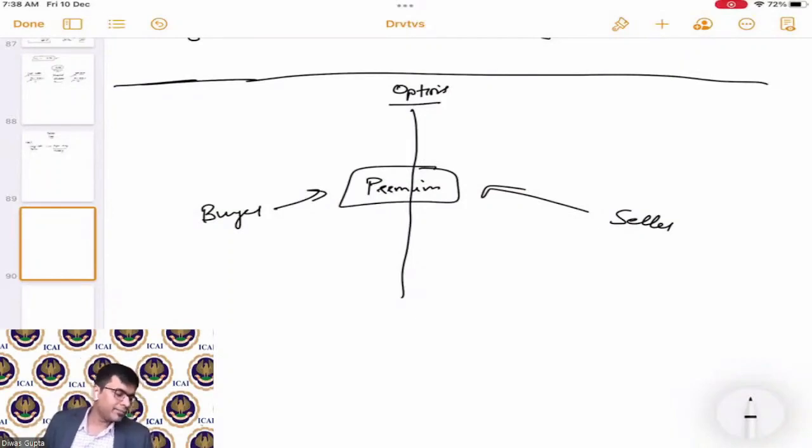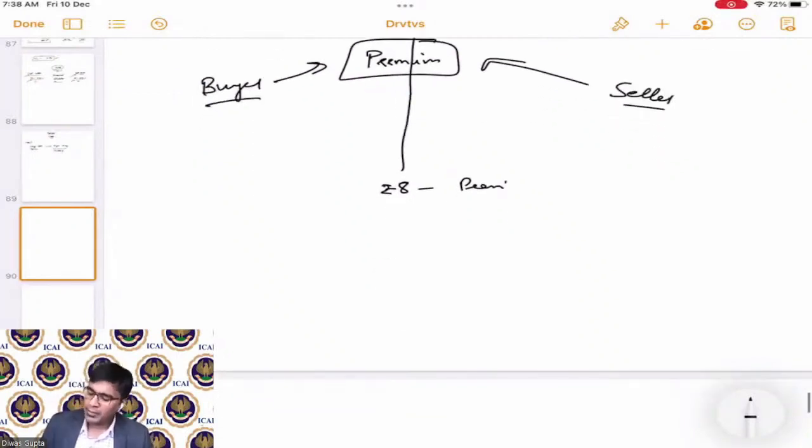Now let's say today there is a premium of 8 rupees. The buyer purchases it, the seller sells it at 8 rupees. Any option I'm talking about. Tomorrow the premium goes to 10 rupees, correct? That means the buyer will have a plus 2 rupees and the seller will have a minus 2 rupees because of the long position and short position.